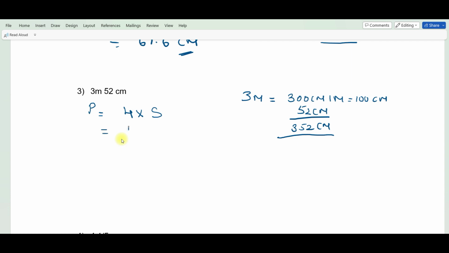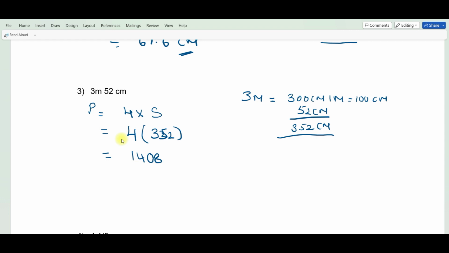So I will just substitute that value, 352. By solving this, I get 4 2 times is 8. 4 5 times was 20, 0 and 2 carry, and 4 3 times is 12 plus 2, which gives you 14. So this is how it is. Now we need to convert this back to meters.